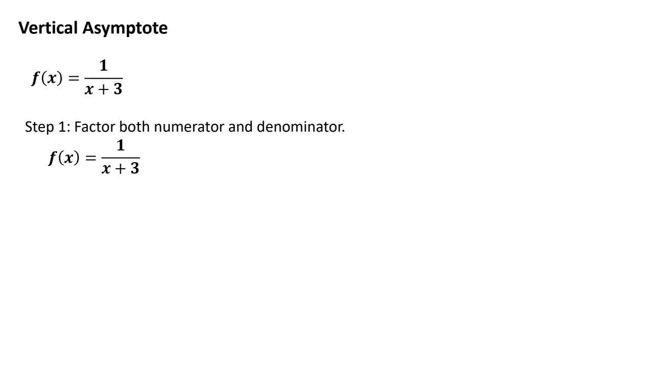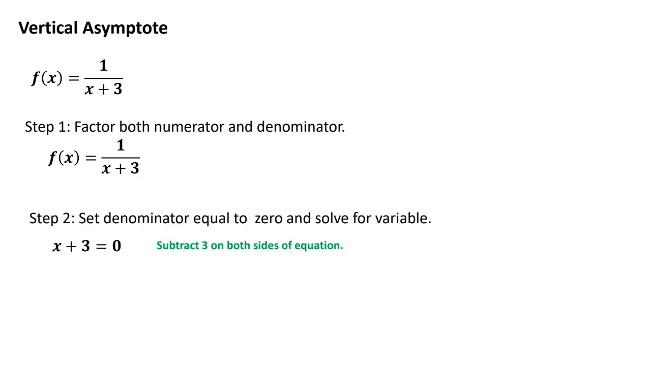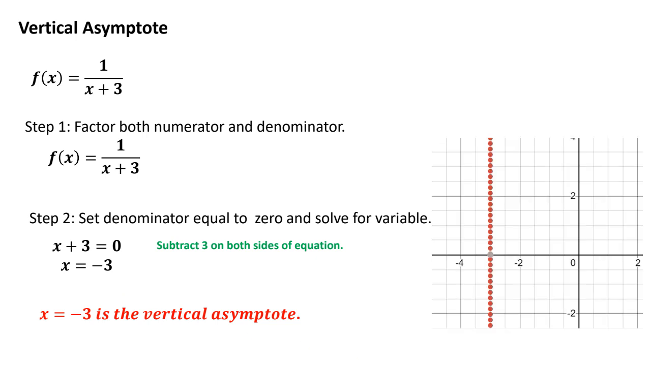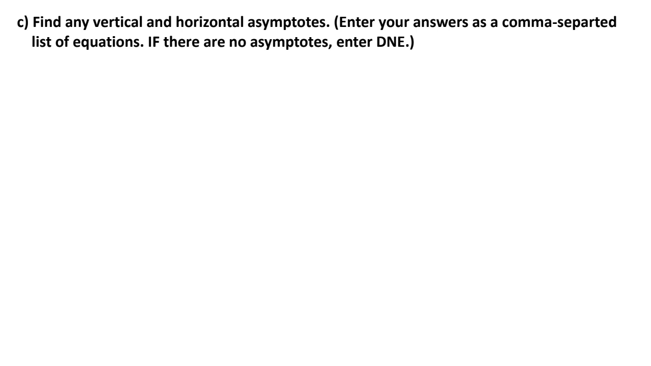Here we check the numerator and the denominator. They're both factored already, so there's nothing to do there. Then we set the denominator equal to 0 and solve for x. We get x is -3, which is going to be our vertical asymptote. When we graph it, we use a dotted line. Now let's look at the horizontal asymptote.